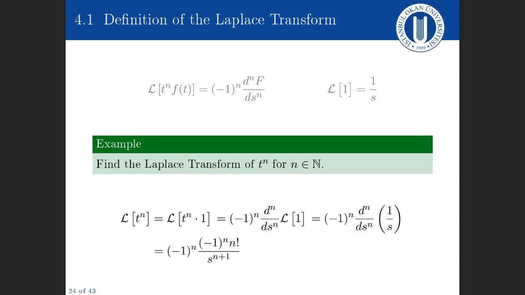And the nth derivative of 1 over s is minus 1 to the power n factorial over s to the power n plus 1. Check it. The minus 1's cancel out, and we just end up with n factorial over s to the power n plus 1.